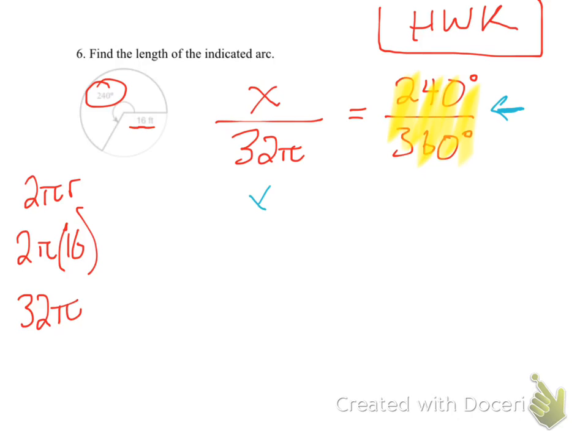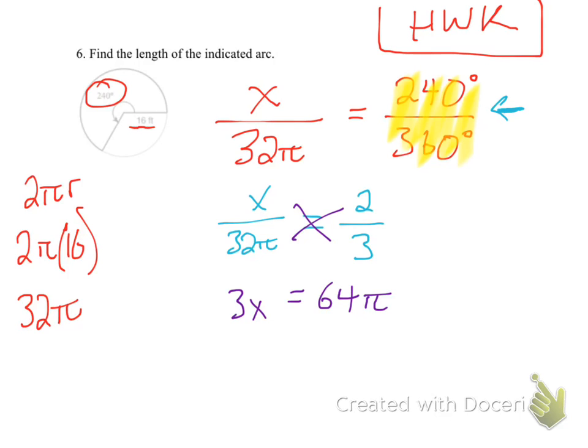So x over 32 pi I'm going to keep for right now, and 240 over 360, well, I can take off the 0, so that's just 24 over 36, and looks like 12 goes into 24 2 times and goes into 36 3 times. So really I just have 2/3. Now when I cross multiply, and let's switch to a nice purple, because I like purple, x times 3 is 3x, and 32 pi times 2, which is a lot more friendly than doing 32 pi times 240, is going to be 64 pi.